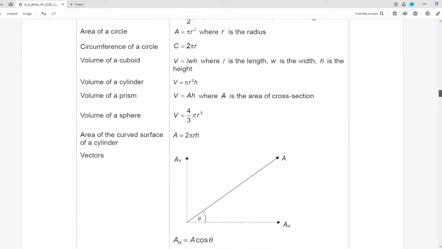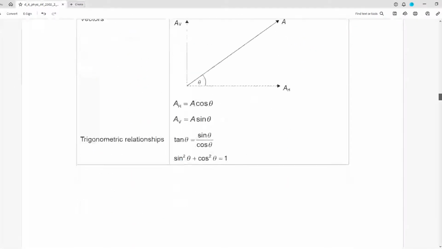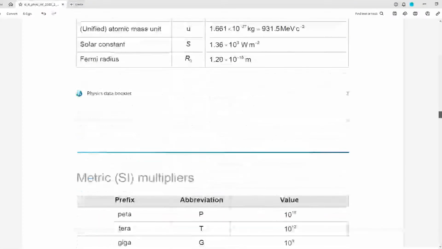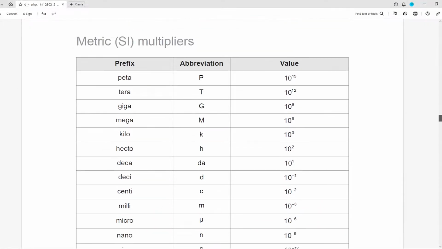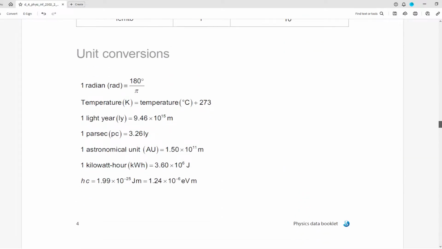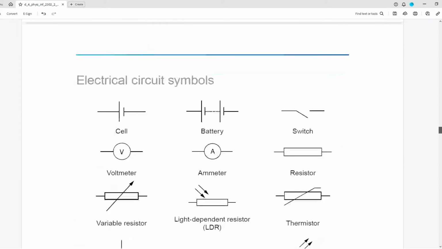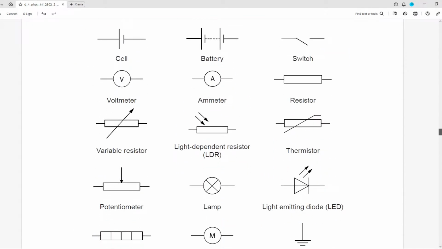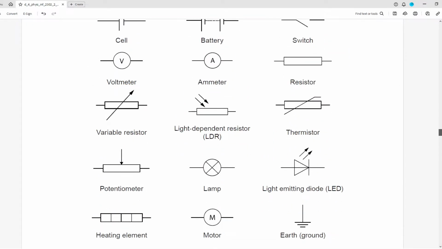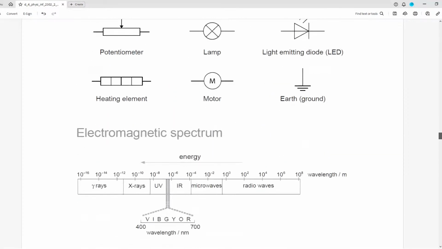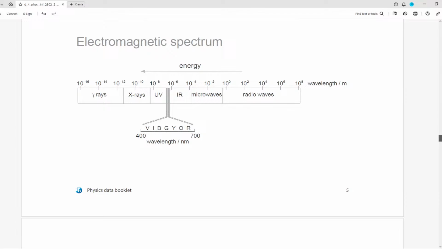Start with the math equations. These are pretty easy. Then uncertainties and constants, and then you have the metric prefixes, which will help you with unit conversion. Then some other unit conversion factors. Then you have the circuit symbols. The new curriculum has not explicitly stated you need to draw them, but you need to be able to read them, so these will become really helpful as well. And you have the EMR wavelength correspondence right here as well.